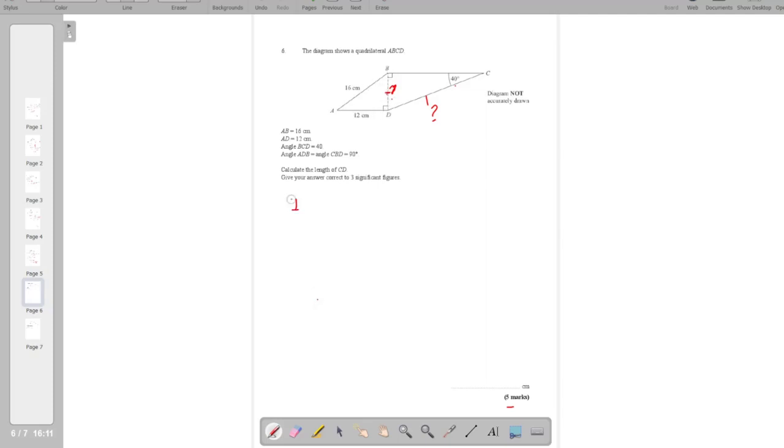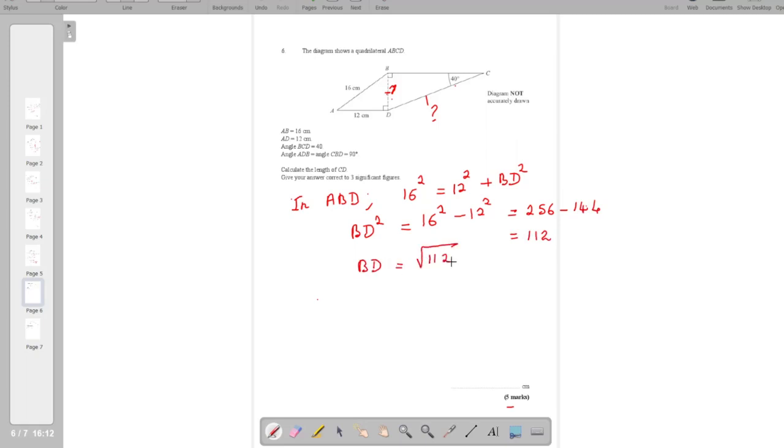So in triangle ABD, using Pythagoras theorem, 16 squared is equal to 12 squared plus BD squared. BD squared would be 16 squared minus 12 squared, that is 256, take away 144, that is 112. Therefore BD is square root of 112. We could keep it like that.